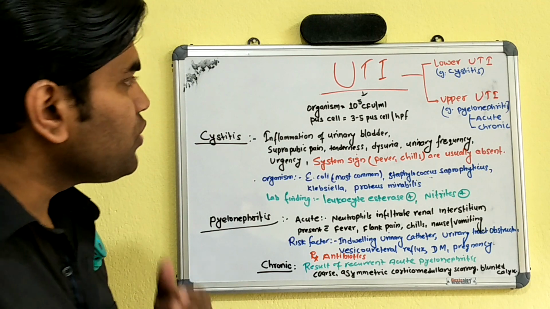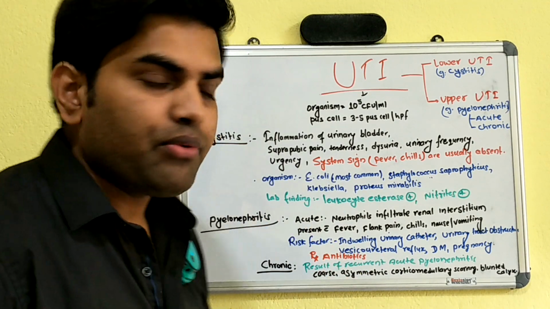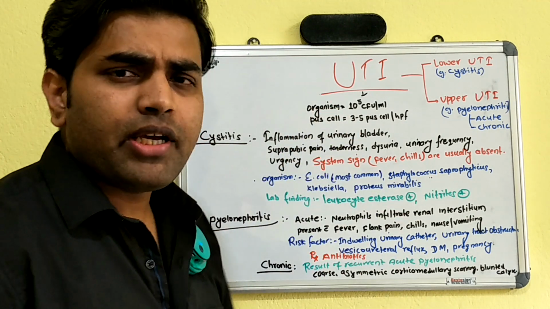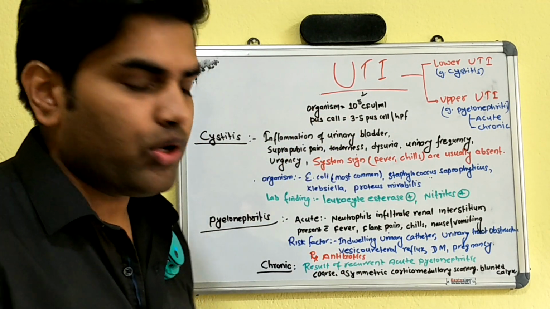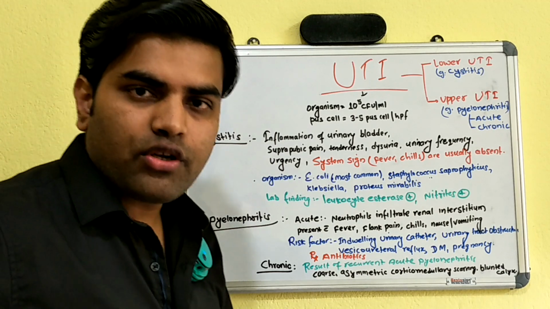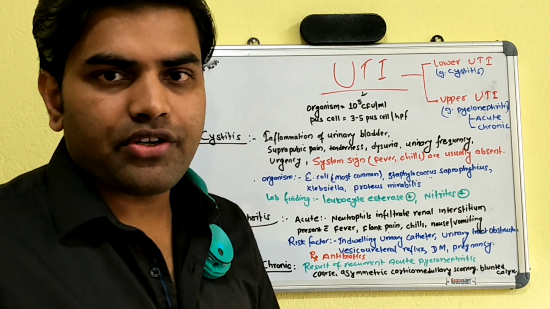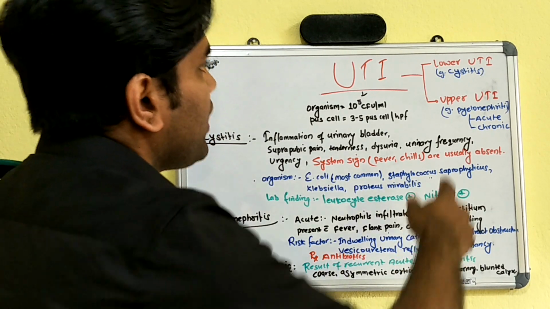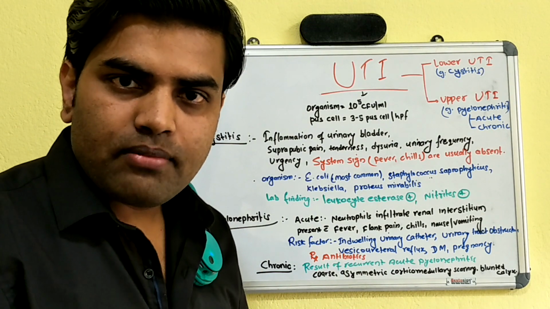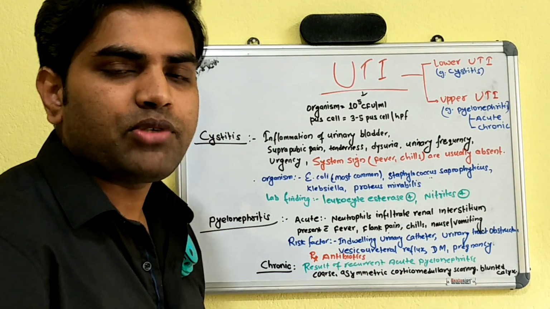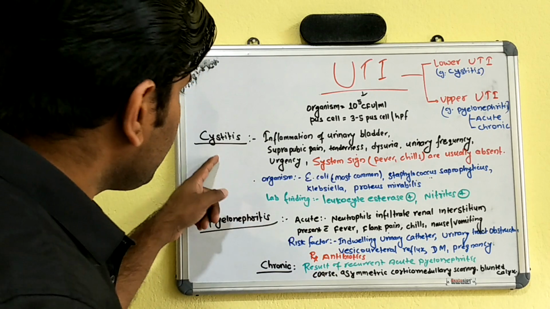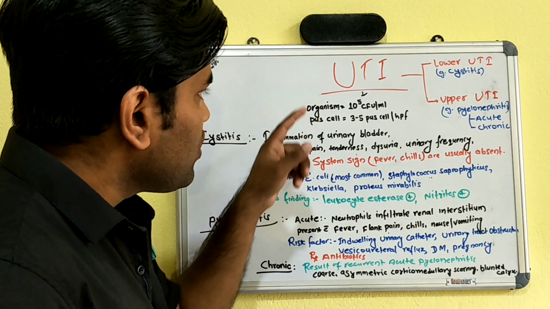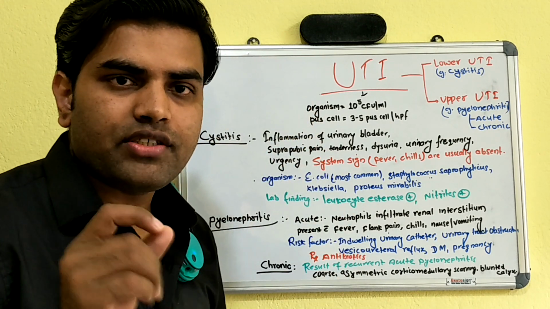Hello everyone. Today we will be discussing urinary tract infection, that is UTI. UTI can be divided into upper UTI and lower UTI. Upper UTI includes the kidney and the ureter, that is the infection of the kidney, renal parenchyma and the ureter, whereas lower UTI includes the bladder and the urethra, that is inflammation of the bladder and urethra, which is known as cystitis.